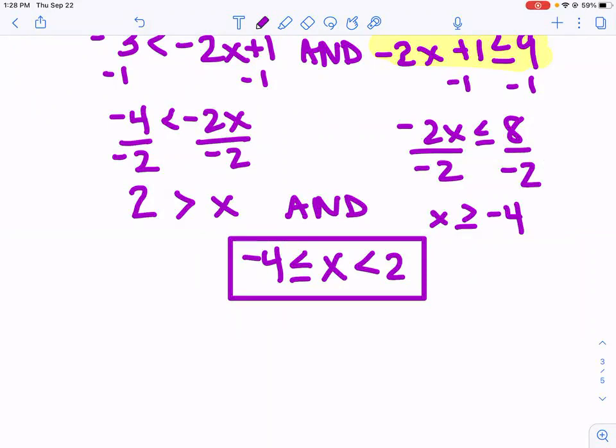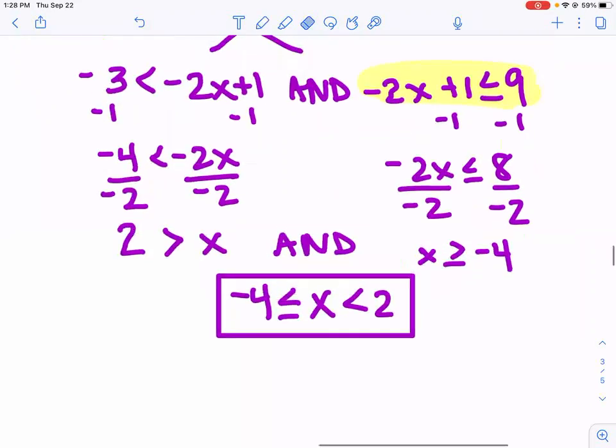Okay, but notice, I'm not just going to scrunch it between two numbers. It does say x is less than 2. That matches. It does say x is greater than or equal to -4. That matches. I'm not changing any of the inequalities. I'm just writing it up there so it looks pretty.